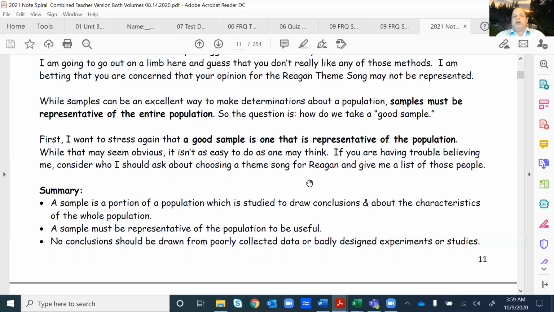populations have parameters. Parameters are measurements of the population. Samples have statistics. Statistics are measurements of the sample. And we use statistics to estimate parameters, all right? So population and parameter, sample and statistic.